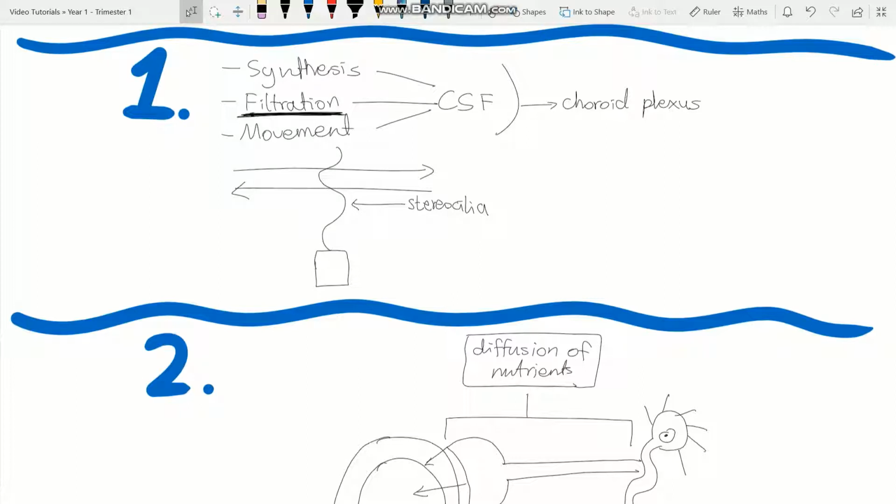They have this purpose by allowing for ions to pass through from the capillaries of the choroid plexus and have these filtered by ion channels, and movement is able to be allowed for by the stereocilia, which are cellular projections that are able to allow for the movement of the fluid throughout the ventricles.